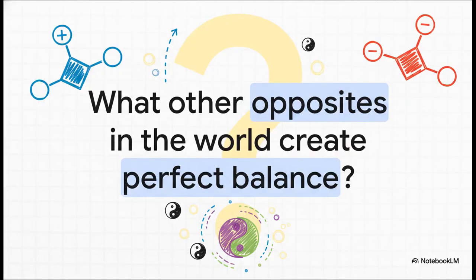So, at the end of the day, the story of acids and bases isn't really a story about opponents fighting each other. It's more of a story about two opposites, a donor and an acceptor, that come together to create a perfect balance. And in the process, they make something totally new and stable. It kind of makes you wonder, right? What other opposites in our world could create that kind of perfect balance?